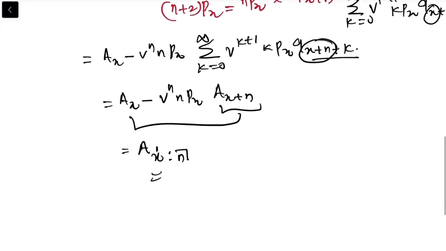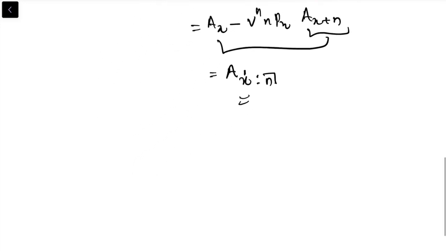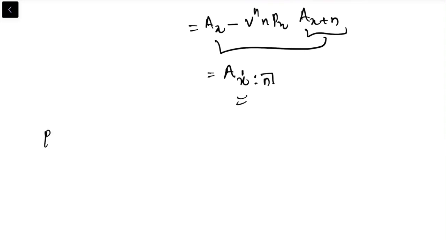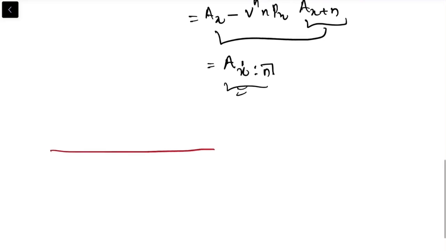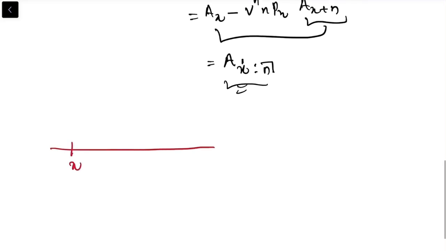Now let's look at the variance of the present value, and you can also understand this from general reasoning. So let's look at that first. Suppose this is our number line, and this is x plus n. Let's say you want to buy the whole assurance policy from age x. So from here you want to buy the whole assurance policy, that is A_x.